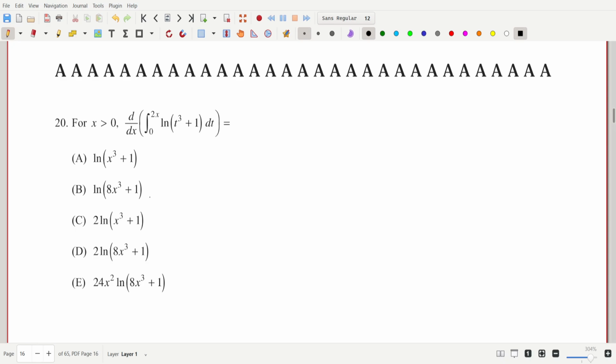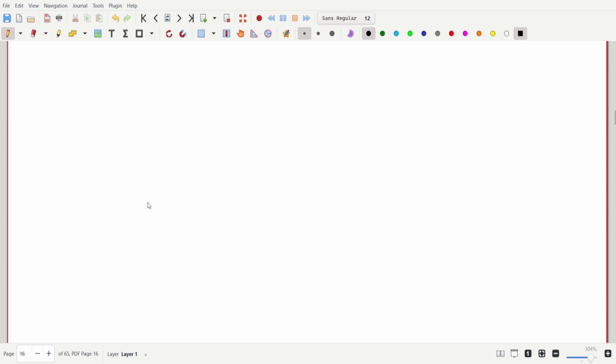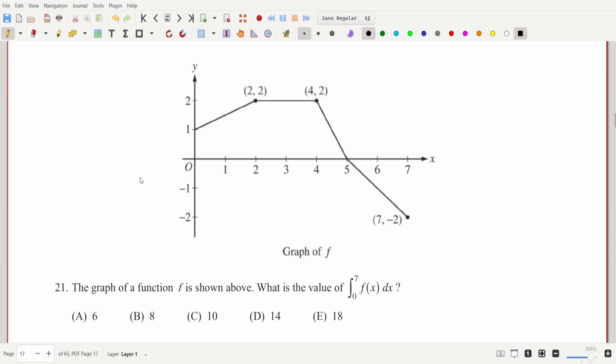20, that derivative, kind of crazy, but gotta remember your FTC part 1. You plug this in for t and this t as well. So ln of 2x cubed plus 1, times 2. Everyone forgets the chain rule. I want it simplified a little bit: ln of 8x cubed plus 1, times 2. Okay.